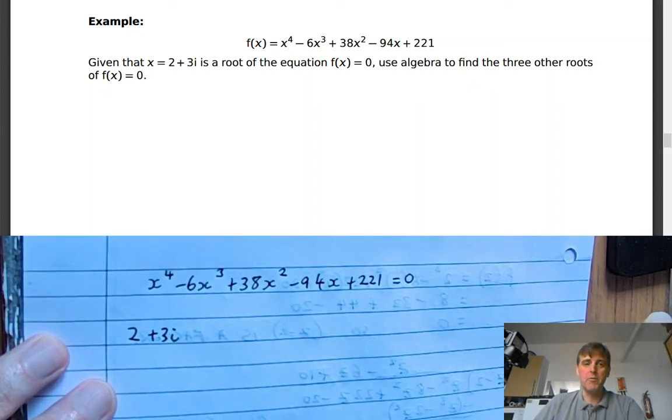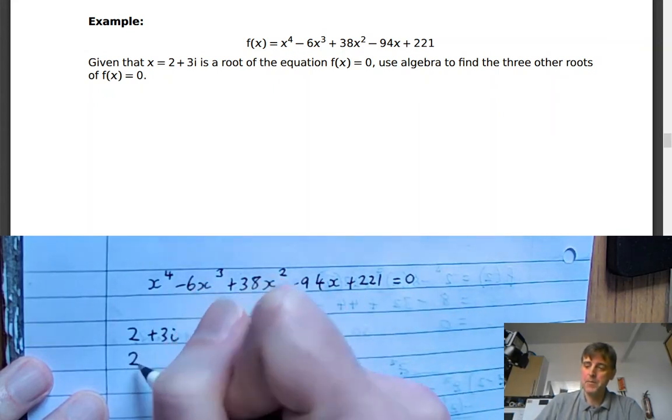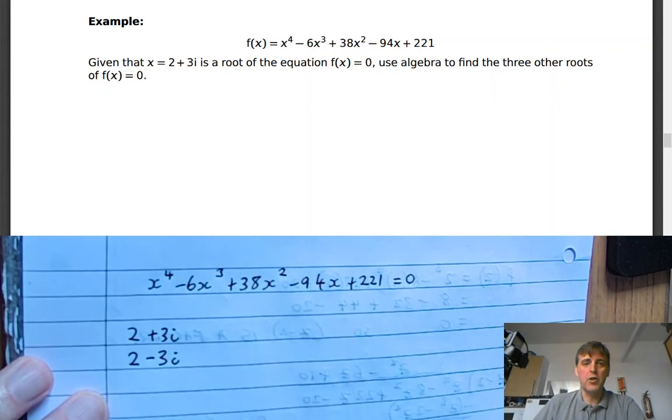Now, this is a complex root, so we should be able to immediately write down what one other root of the equation is. Have a think about it. Okay, so you should have been thinking of the conjugate. 2 minus 3i is also a root of this equation.